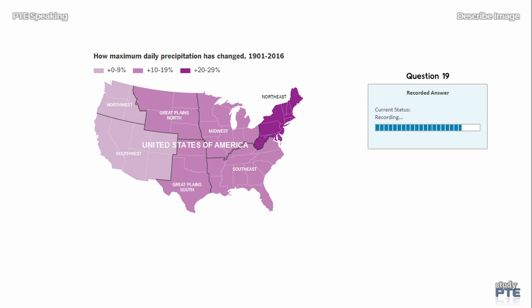In conclusion, it can be stated that this image shows very crucial and interesting information about daily precipitation in the United States.